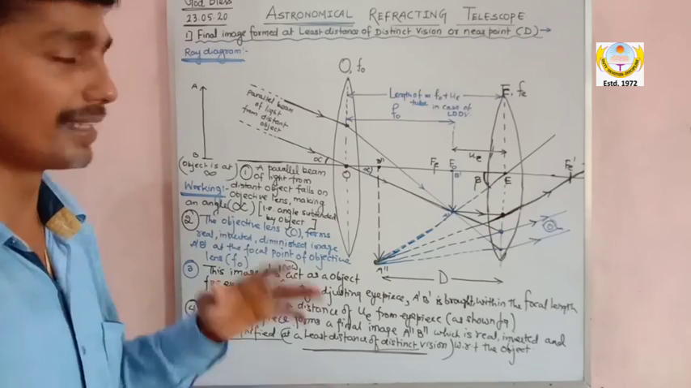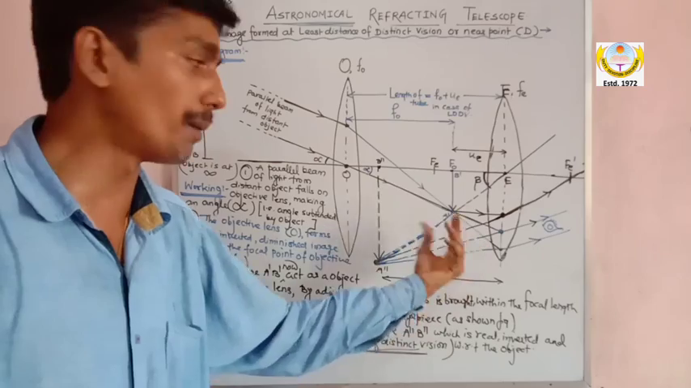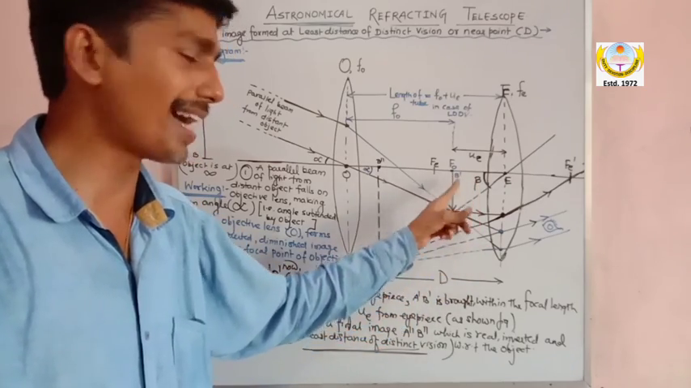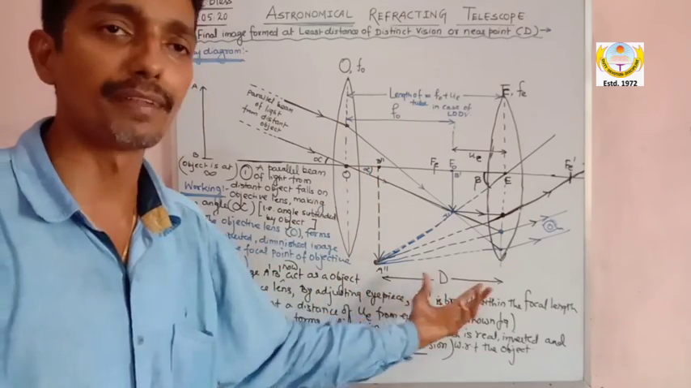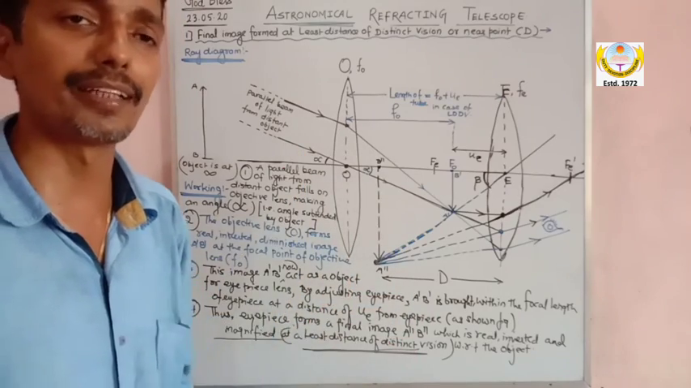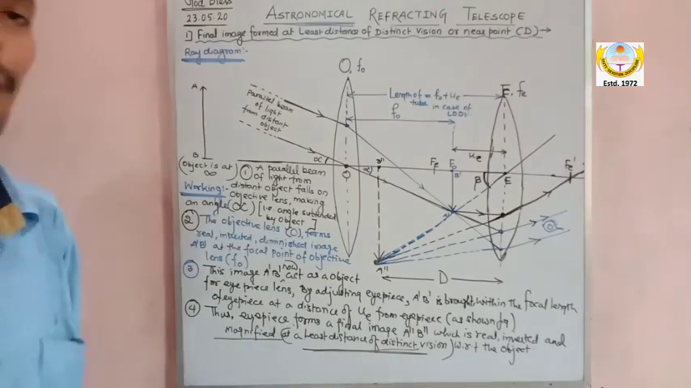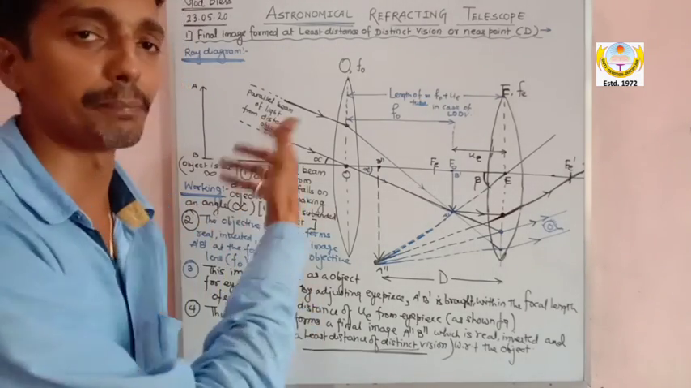And now, my dear, the last point: the eyepiece is so adjusted that it forms the final image of this object A dash B dash at A double dash B double dash, at a distance of capital D. And this final image is real, inverted and magnified with respect to the object. This is the whole crucial point of the working. I hope everybody understood. Now let's go for its magnifying power.